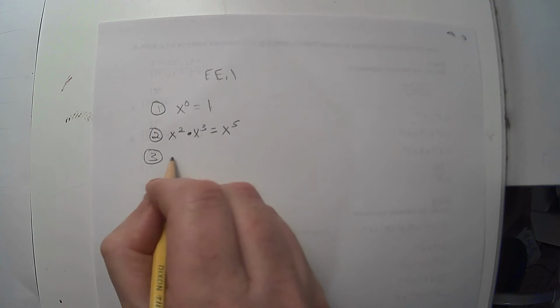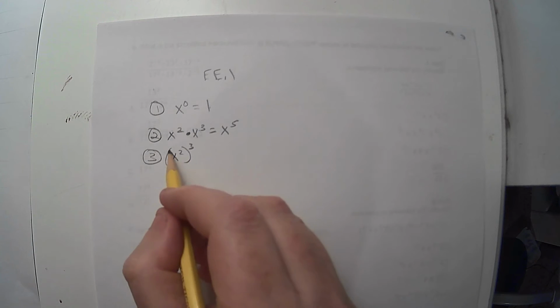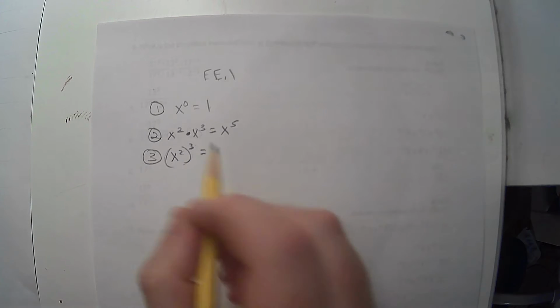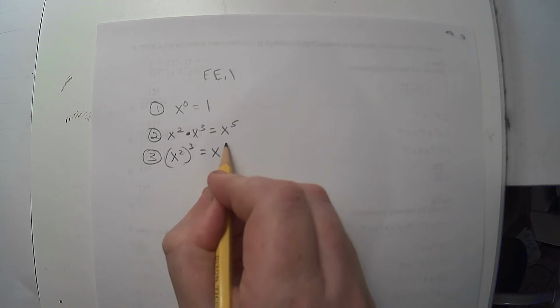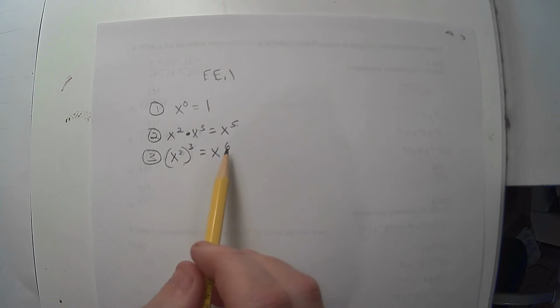Alright, for number 3, let's say x squared in parentheses with a 3 on the outside. Because there is a parentheses and these exponents are touching, according to our exponent rules we have to multiply these numbers. So that would give us x to the 6th. Again, if they're side by side, we need to add the exponents. If they're touching and you've got a parentheses, we multiply those exponents.